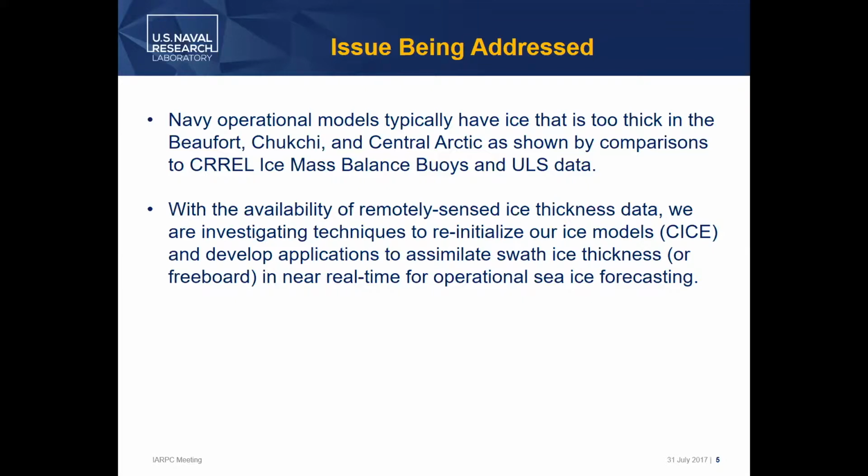So the issues that we're addressing in this presentation: the Navy operational model typically has ice that is too thick in the Beaufort, Chukchi, and Central Arctic, as shown by previous comparisons that we've performed looking at CRREL ice mass balance buoys, as well as the upward-looking sonar data that Woods Hole makes available on their webpage. And I believe that data goes back to, I want to say, early 2000s. So it's a great resource, as well as the CRREL data, historical as well as real time.